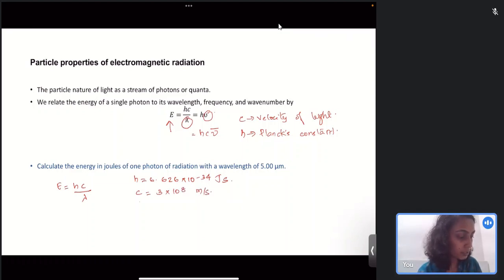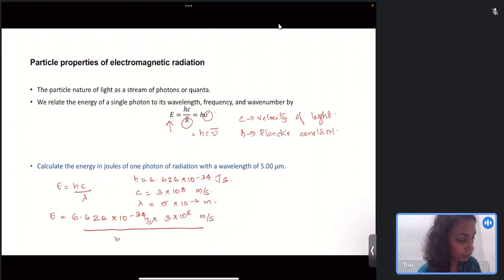Lambda, which denotes the wavelength here, is 5 micrometer, that is 5 into 10 to the power minus 6 meters. So E is equal to 6.626 into 10 to the power minus 34 into 3 into 10 to the power 8. This is in joule second, this is meter per second, and lambda is 5 into 10 to the power minus 6 meters. Meter in the numerator cancels with meter, seconds and second inverse cancel, and when you do the math you will get the energy value as 3.98 into 10 to the power minus 20 joules.